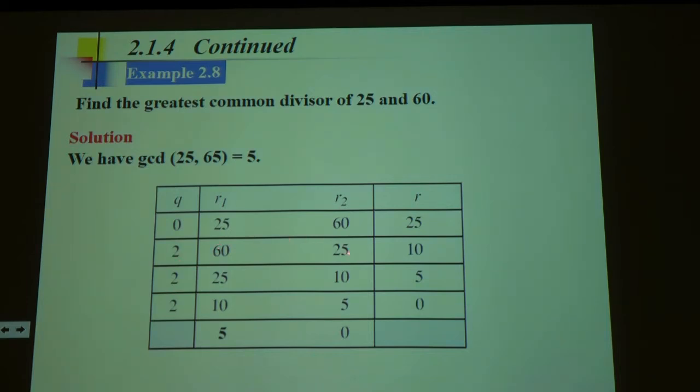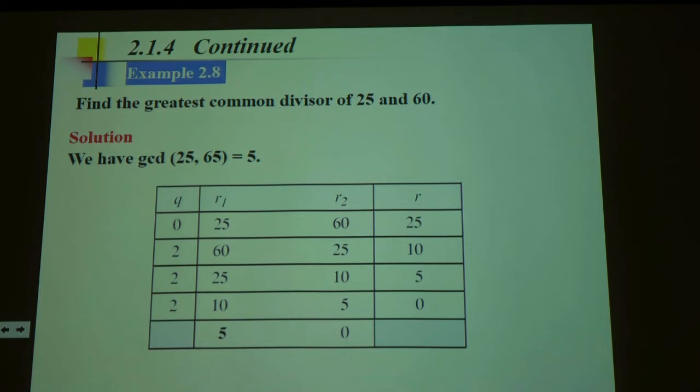Now 60 by 25, how much is the quotient? 2, because 2 times 25, how much? 50. And how much is the remainder? 10. 10 here, 25 here. 25 divided by 10, how much? 2. How much is the remainder? 5. So what is the greatest common divisor in here? 5. Right? Switch it. Put 60 here and 25. The same thing will give you the same result. Doesn't make any difference. Okay?